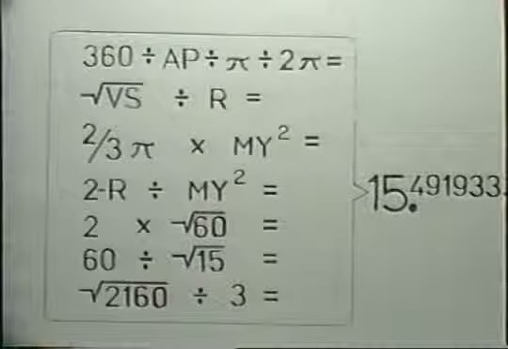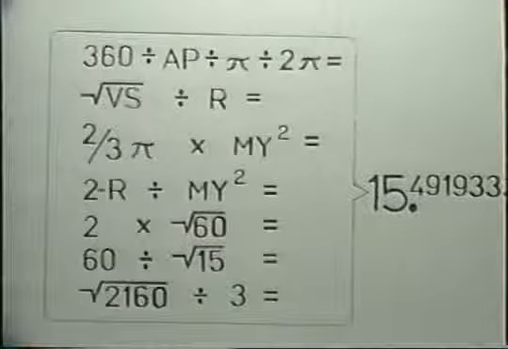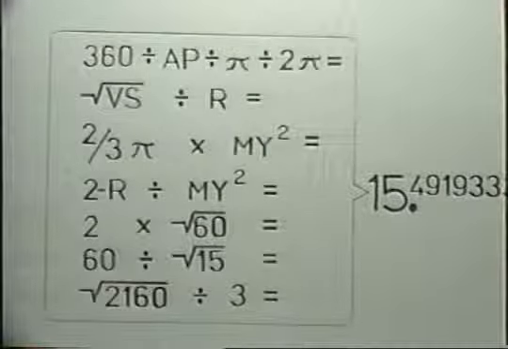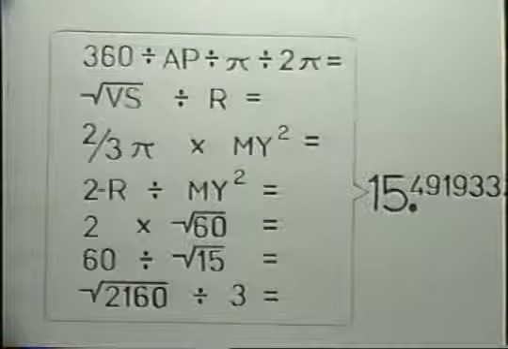The 360-degree base system, alternate pi, pi and double pi, the square root of the volume of the 360-degree sphere, the radian, 2/3 pi, the square of the megalithic yard, the double radian, the 2, 15, and 60 from Stonehenge, and even the square root of 2160. Why do they come to focus on 15.49193338?